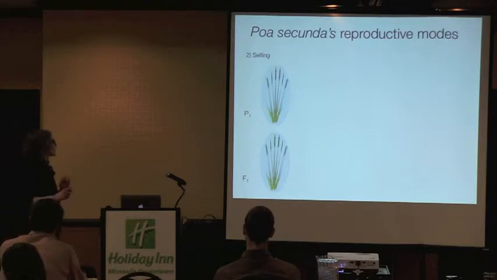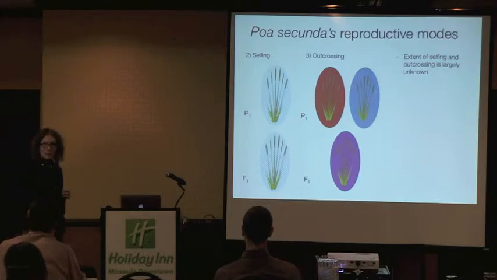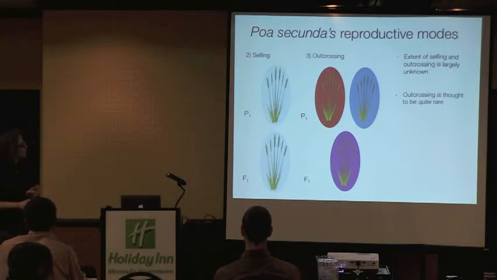Selfing, just a really quick reminder, is the reorganization of a given pool of genetic information from the parental to the offspring plant. POA also outcrosses. Outcrossing is something we're all pretty familiar with. It's that dual parental model of genetic mixing. The extent of selfing and outcrossing is largely unknown in POA, and we don't know what exactly triggers the selection of one particular mode of reproduction as opposed to another. Though outcrossing is thought to be quite rare.